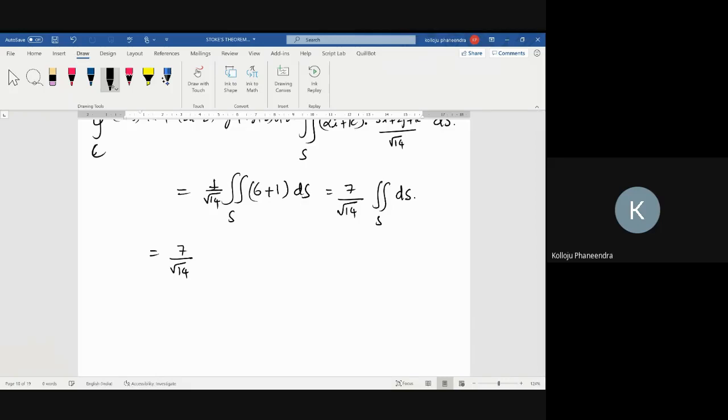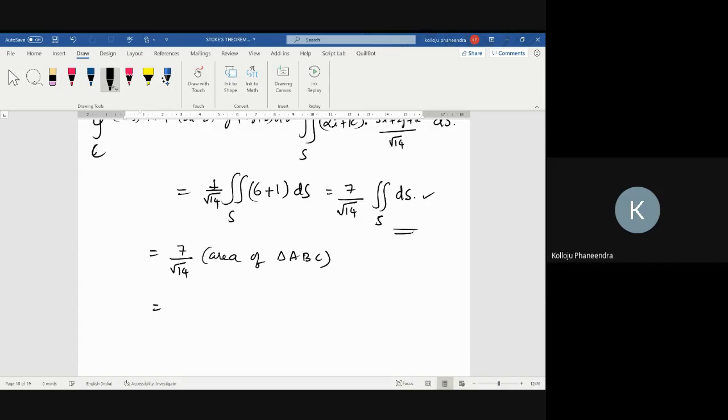That is why I have not considered any projection. Remember this point. Directly, I am not getting any integrand as a function of x, y, z, just directly a constant. What is this? What is the surface? Yes, it is the triangle, area of the triangle ABC.